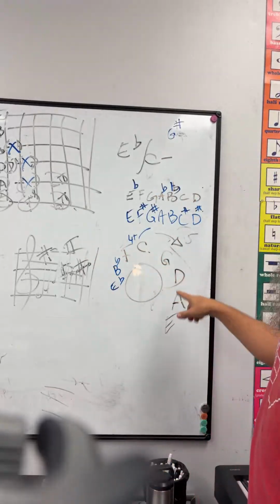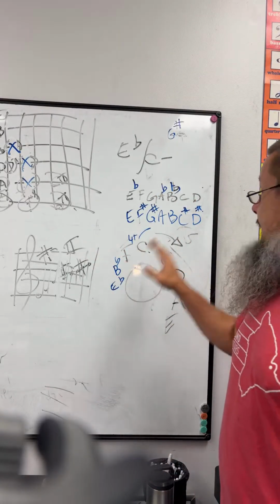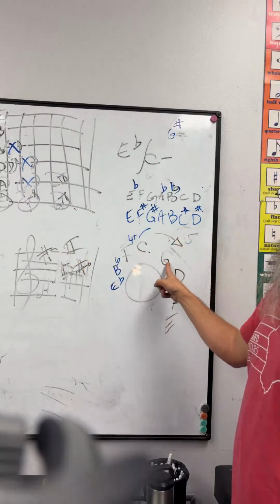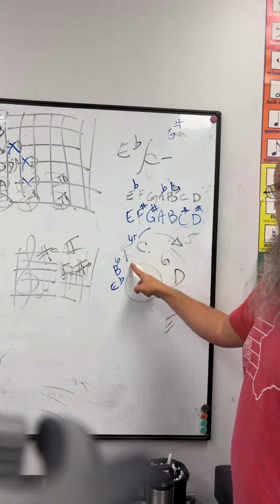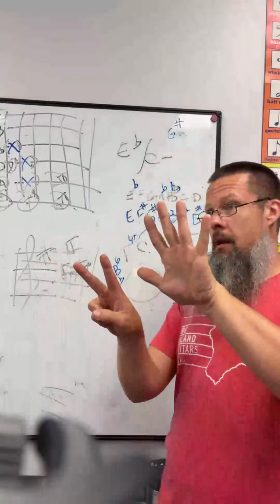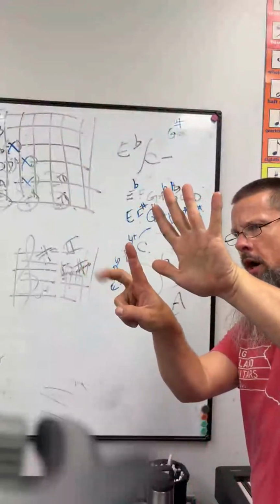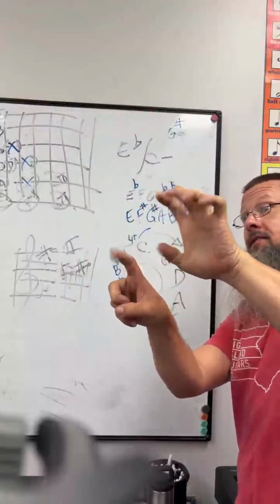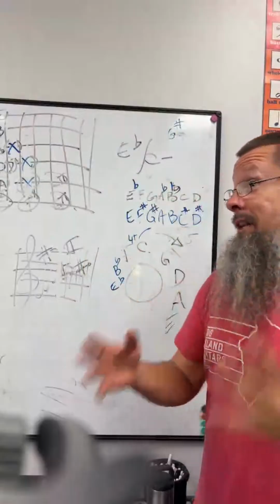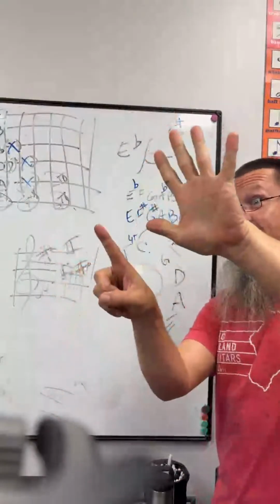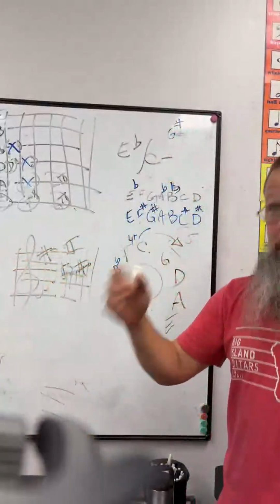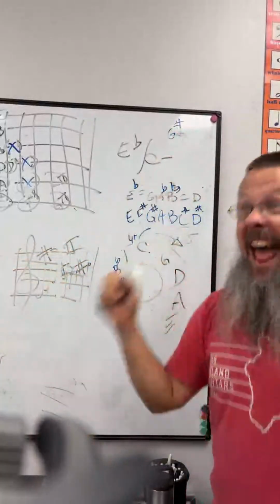Now here, let's pick a weirder one. G. G has how many sharps? C has none, G has? 1. What is that first sharp? F. Are you ready? F sharp. How many notes are there in a scale? 7. If G major has 1 sharp, how many flats does G flat have? 6. Yes. What's the only note in G flat that is not a flat? So F sharp. G flat, A flat, B flat, C flat, D flat, E flat, F.